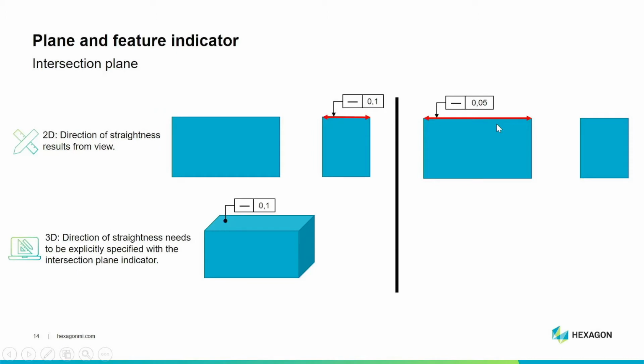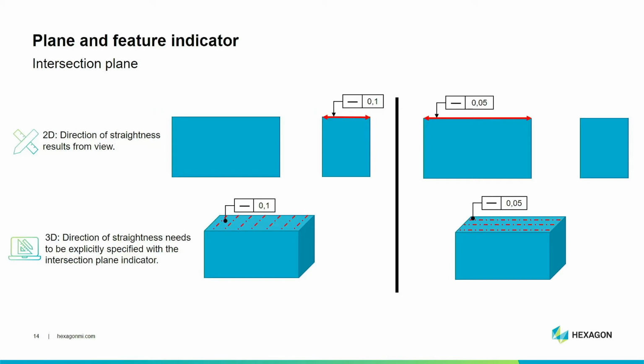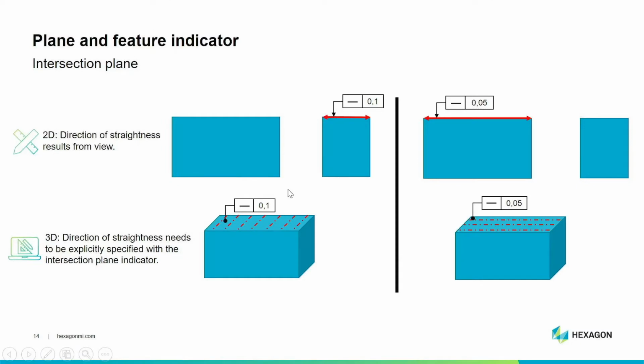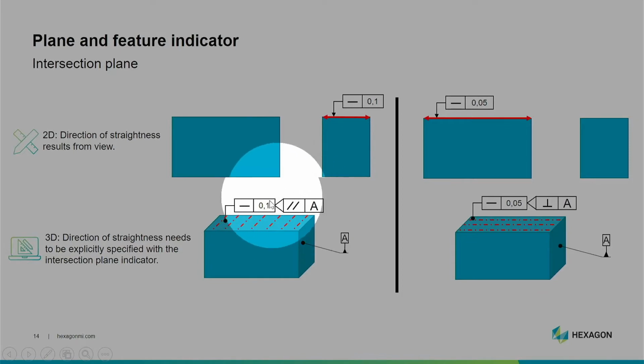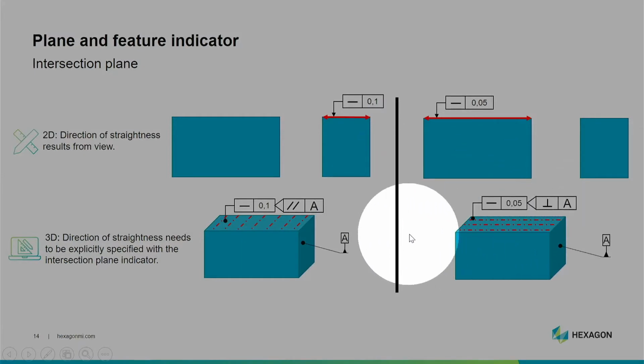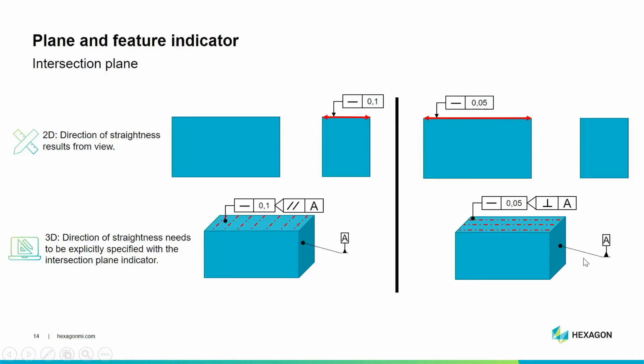But in 3D, we are missing this information. So here, the same cube again, and here in red, we see the expected nominal points. And to transport this information, we can now use the intersection plane indicators. As you can see here on the left, we have the intersection plane, and it's parallel to datum A. And on the right-hand side, to get the nominal points like this, we have to make it perpendicular to the reference datum A.